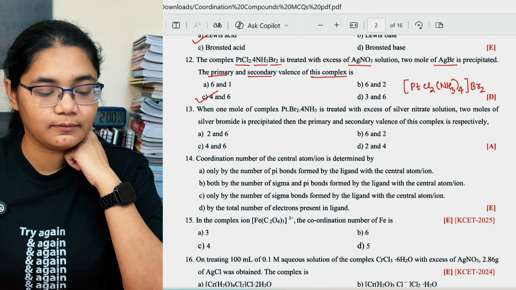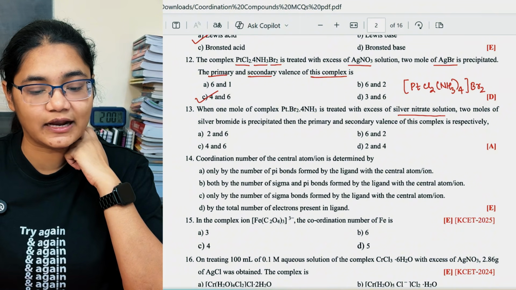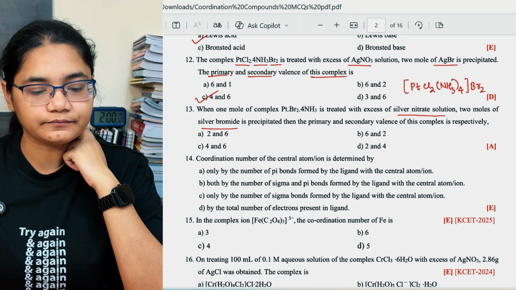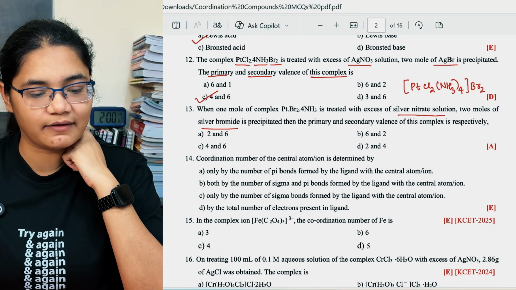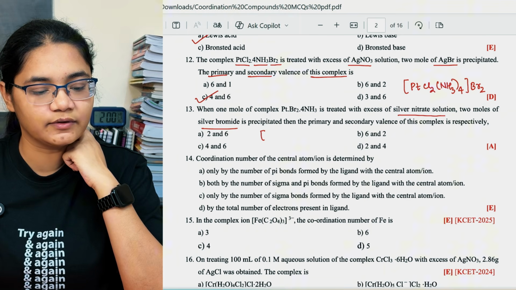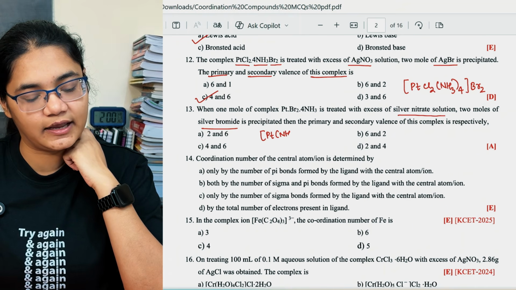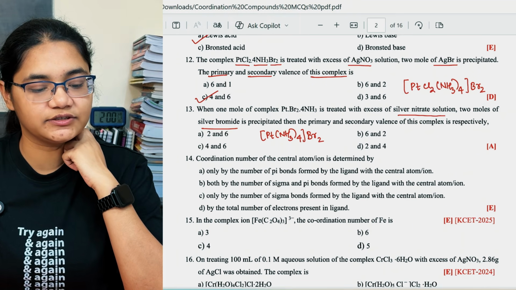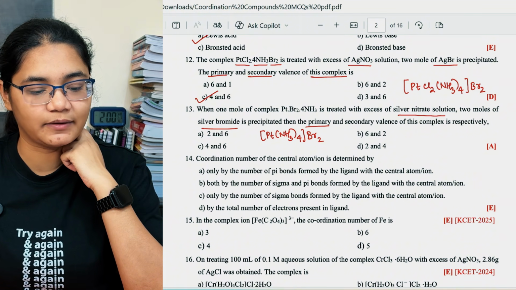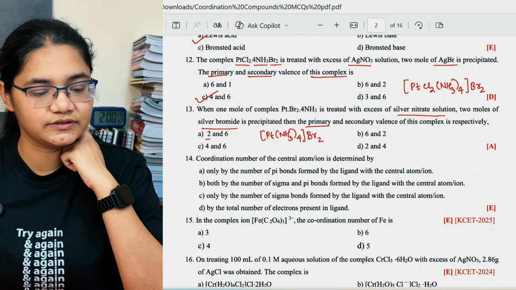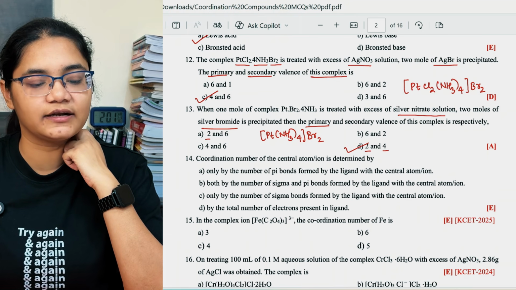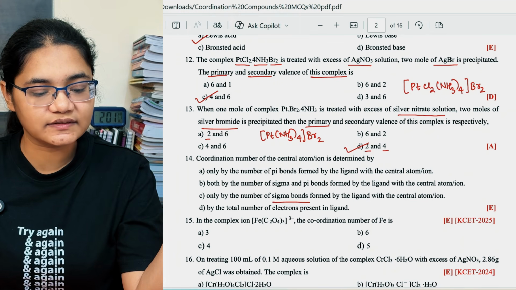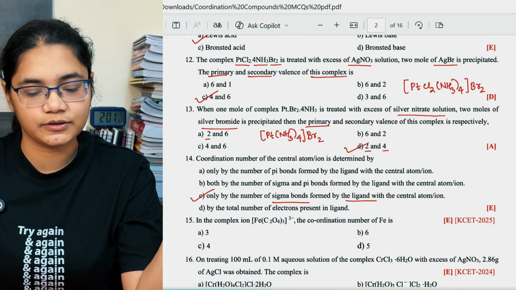Next, when 1 mole of PtBr2·4NH3 is treated with excess of silver nitrate solution, 2 moles of silver bromide are precipitated. Then the primary and the secondary valency of the complex, I think this is similar to this one. So you will have the complex like this: [Pt(NH3)4]Br2. Now you have to first find the primary valency. The primary valency is 2 here, and the coordination number is 4, so 2 and 4, that is option number D. Coordination number of the central atom is determined by only the number of sigma bonds formed by the ligand and the metal, so option number C here.